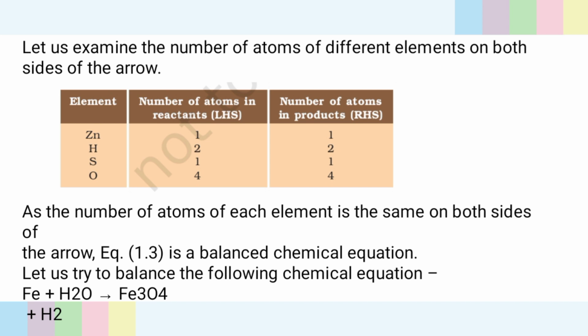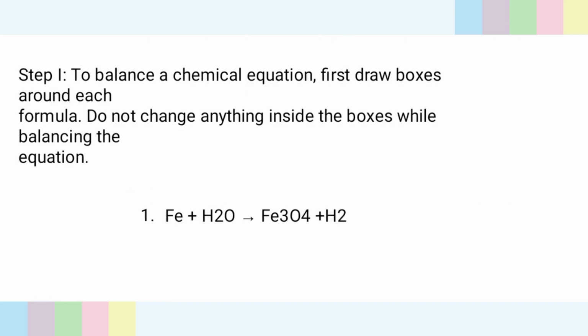So let us try this with the other chemical equation. Fe, that is iron, reacting with water, that is, Fe3O4 plus H2. So iron reacting with water to form ferric oxide, plus hydrogen gas is evolved. So let us see here, list out the elements, the number of atoms both on the reactant and the product side.